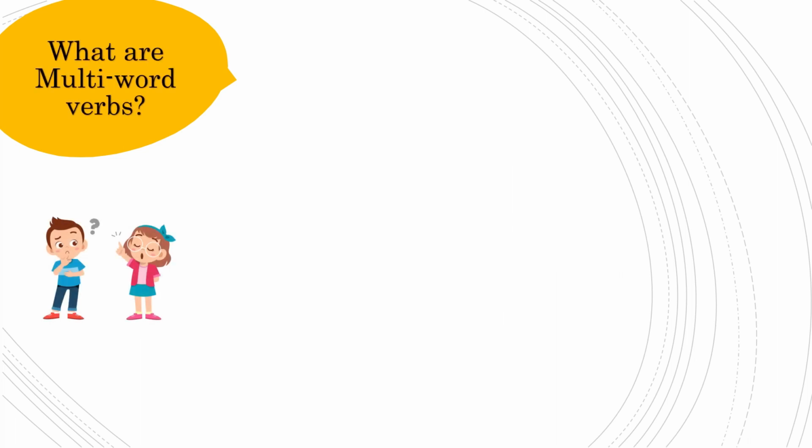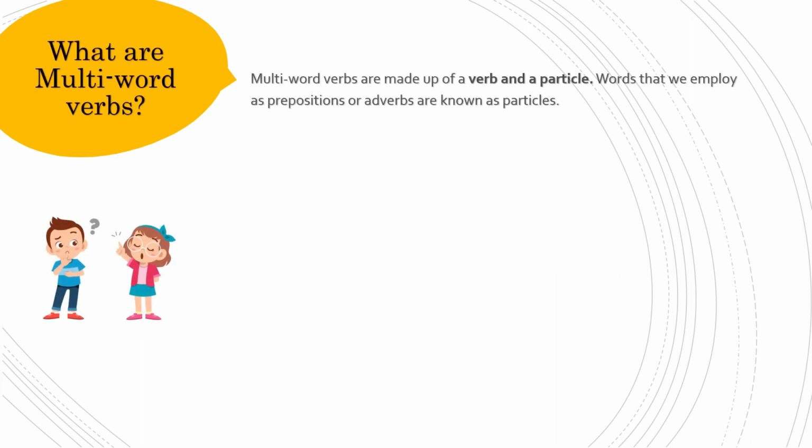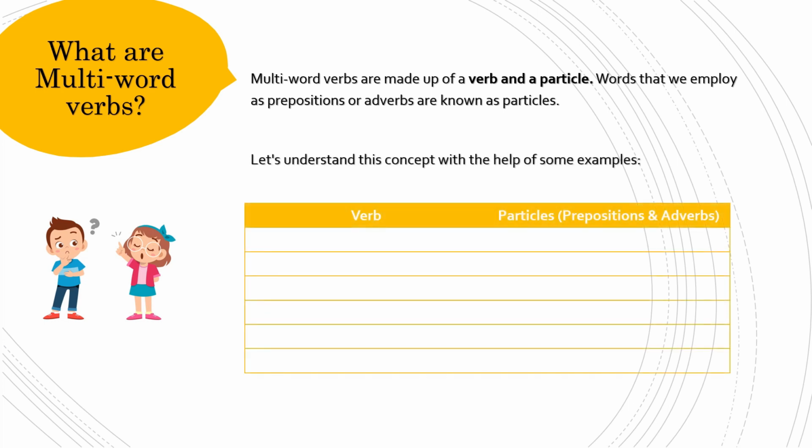What are multi-word verbs? Multi-word verbs are made up of a verb and a particle. Words that we employ as prepositions or adverbs are known as particles. Let's understand this concept with the help of some examples.